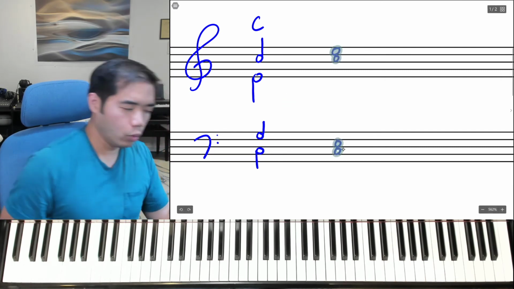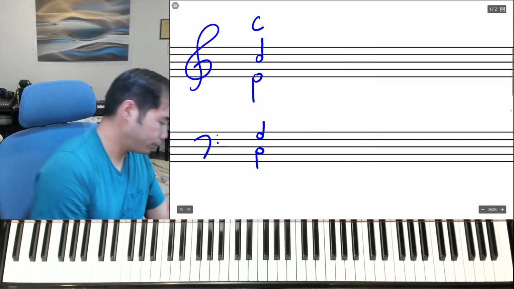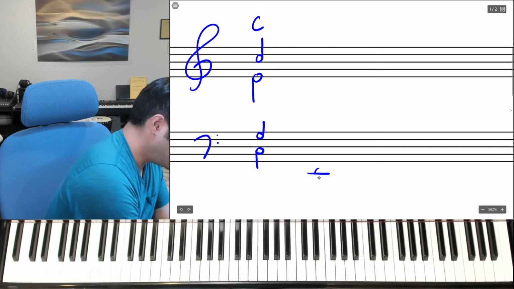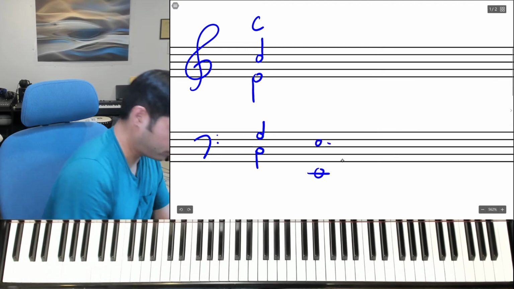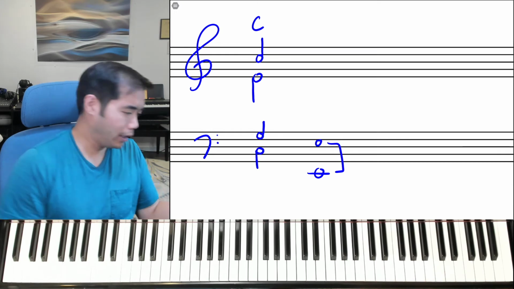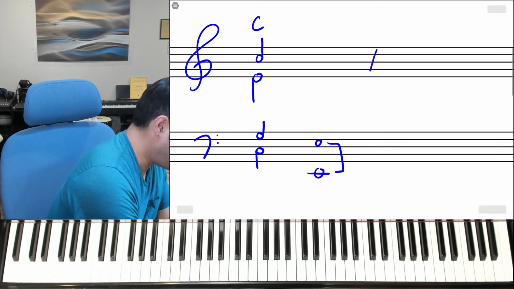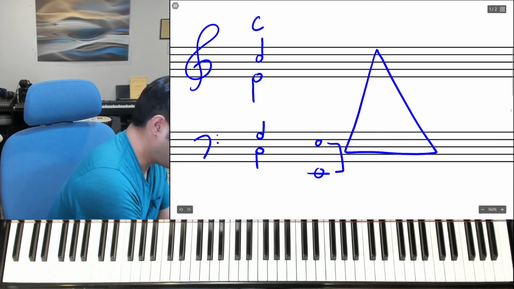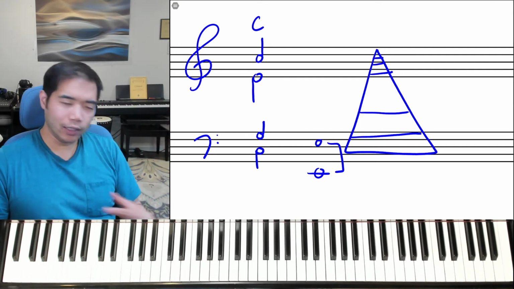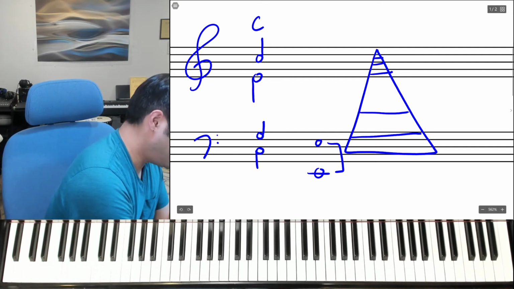So what are some things to be aware of? Here's a rule. The lower the notes, the more distance you need between the voices. You should write your music almost like a pyramid structure, where the lowest voices are furthest apart, and the highest voices are closest together. Why is this? It's because that's how it works.